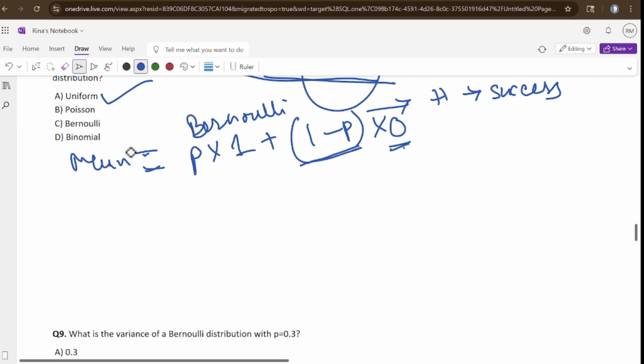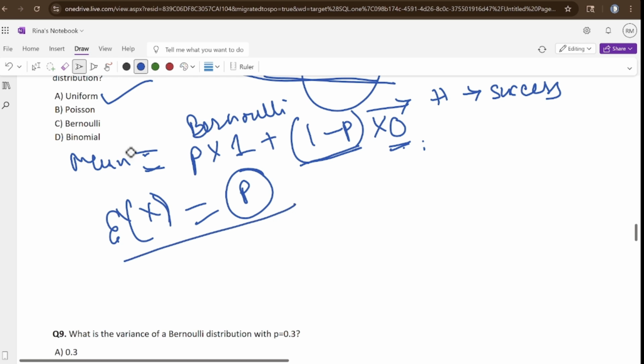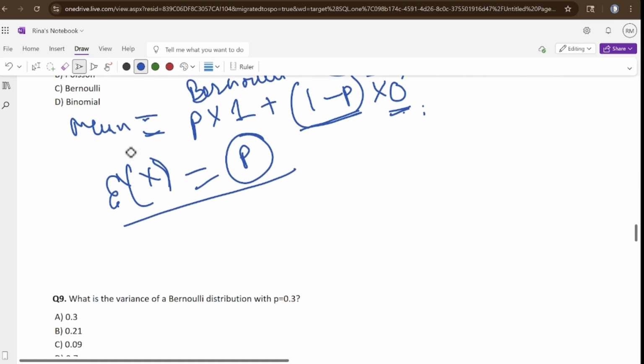So 1 minus P probability into 0 equal to 0. So it will be ultimately P. So the mean value is P, or we can say this is the expectation of X. This is P. Okay. So if anybody asks you what is the mean value of Bernoulli, you can say P. But what is the mean value of binomial? See, this is the same thing but happening multiple times. So if it is happening n times, then our mean will be n into P.